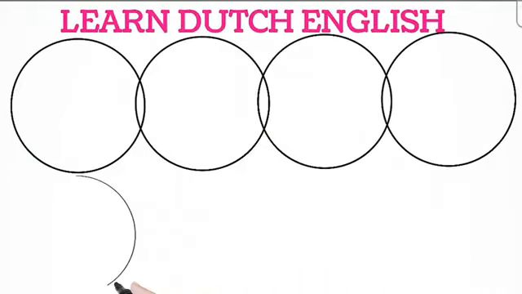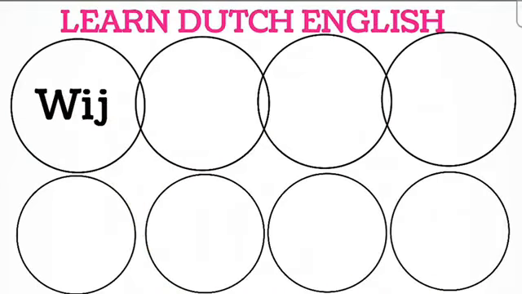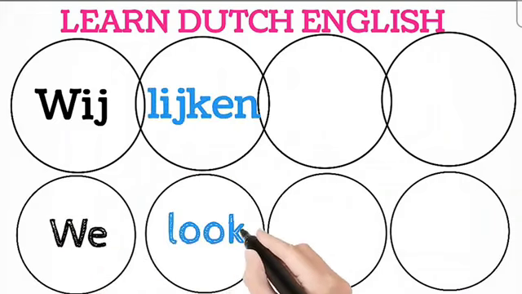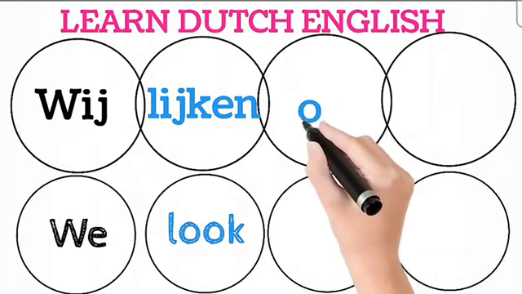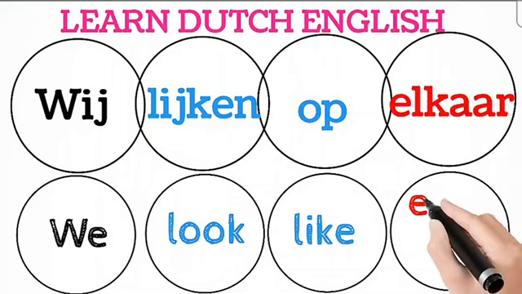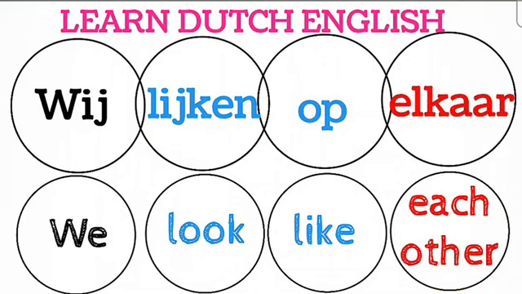Nederlands leren. Wij. We. Lijken op. Look like. Elkaar, each other. Wij lijken op elkaar. We look like each other.